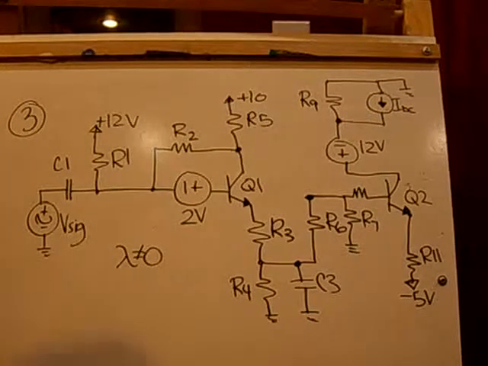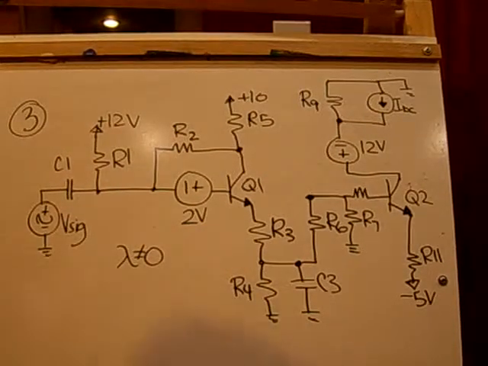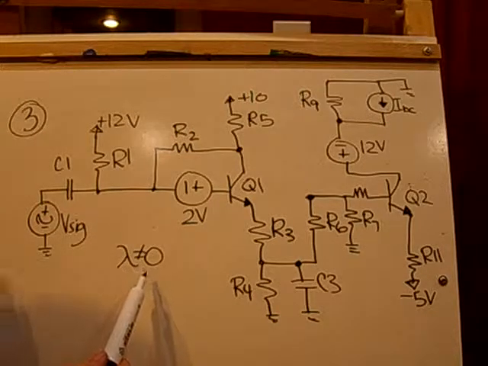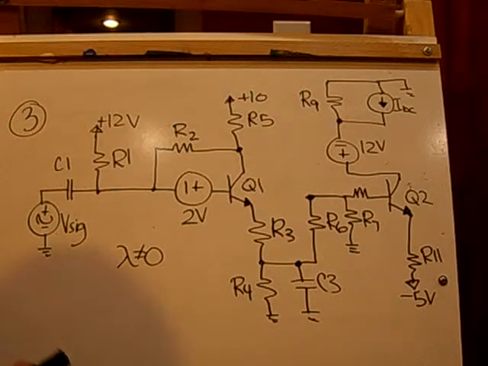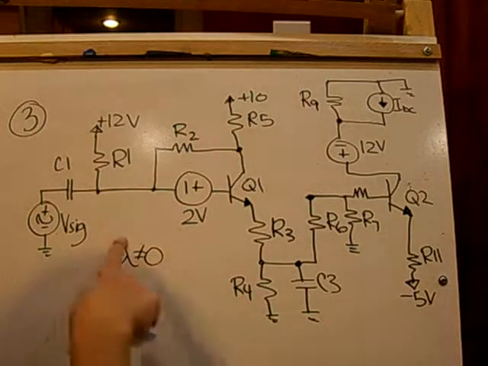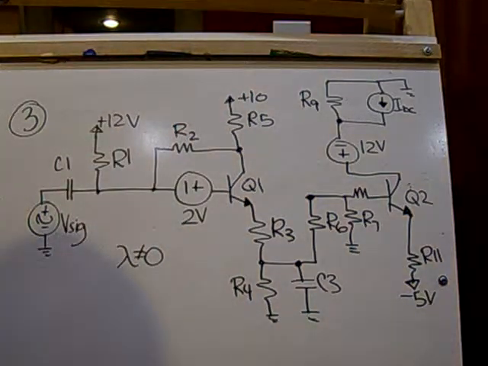This is example number 3 for exam 3 review. The hybrid pi is supposed to be drawn of this circuit. Lambda does not equal 0, and I asked to also include the capacitors. So to do this, the circuit is redrawn with the circuit configuration everywhere the same.